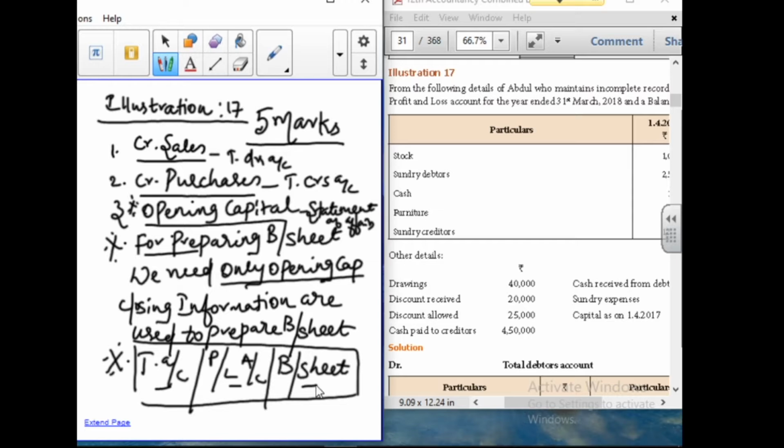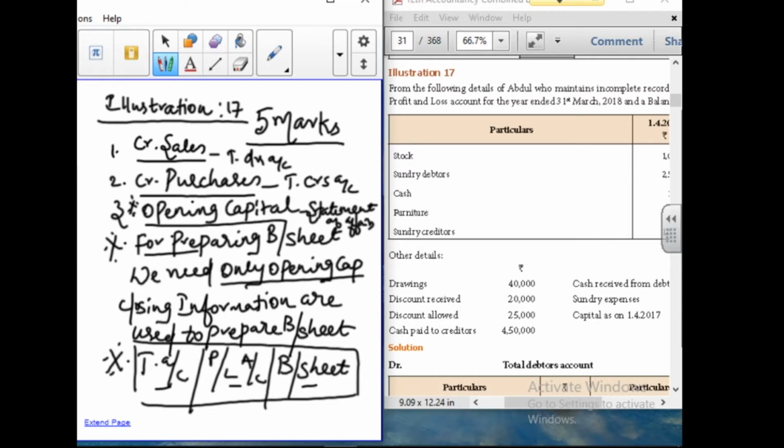Keep it in mind. Once again, to prepare a balance sheet, we need only the opening capital, not the closing capital. Sometimes the opening capital may be given in the question. If it is not given, we have to prepare it. In the statement of affairs, we take the first column as the opening capital and the second column as the closing capital. The closing information is used for preparing the balance sheet.